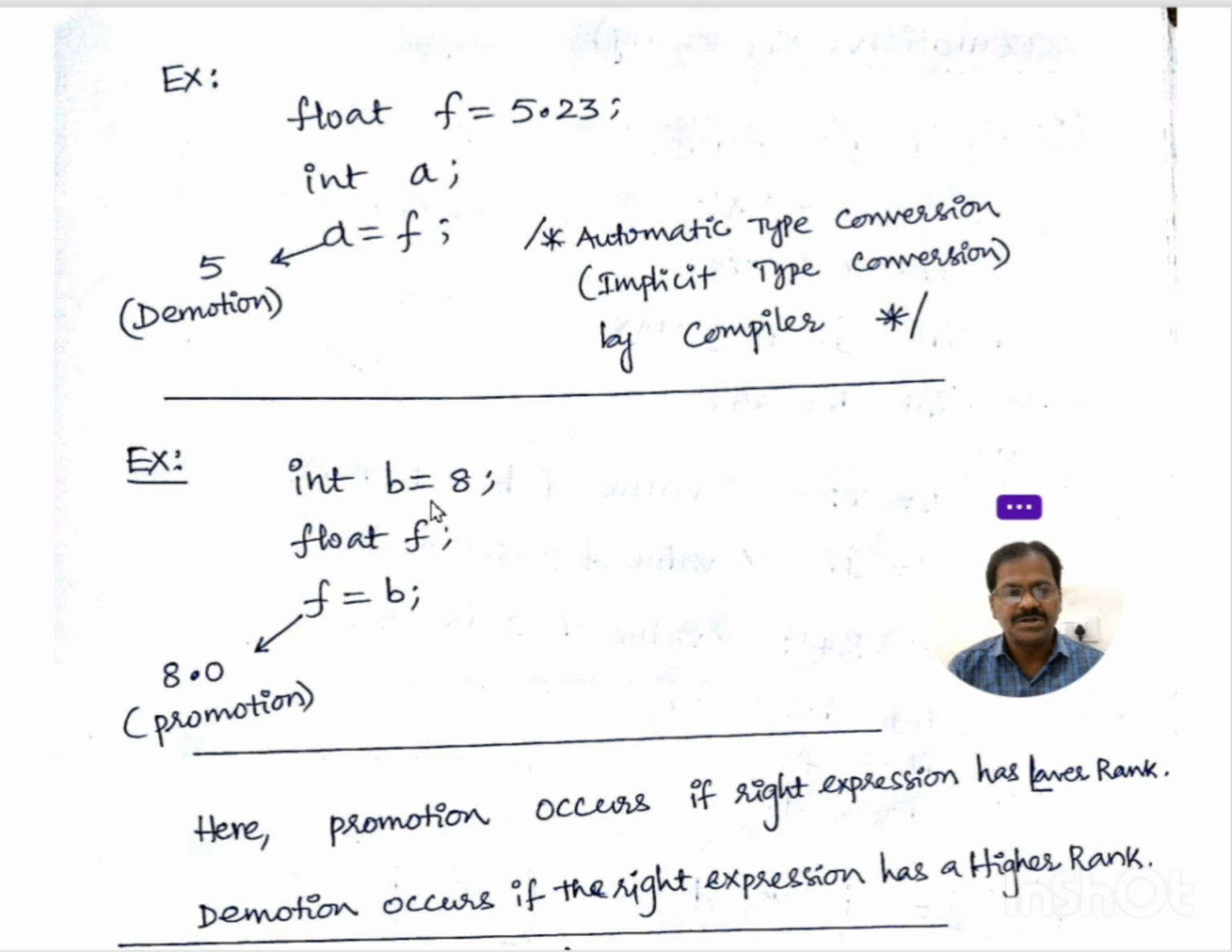This is the promotion. You see here, int b is 8, float f. I am going to convert from integer to float, right side to left side, with the assignment operator, assigning an integer value to a float. Integer size is less than float. Now we are converting from int to float. So the b value 8 will be converted into float. It will change to 8.0. Promotion has occurred. If the right expression has lower rank, then that variable will get promotion. If the right expression has higher rank, that will get demotion.